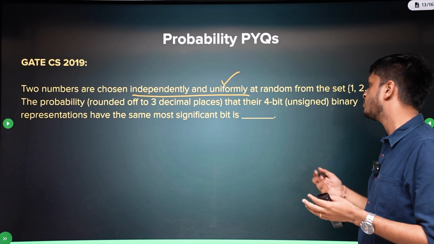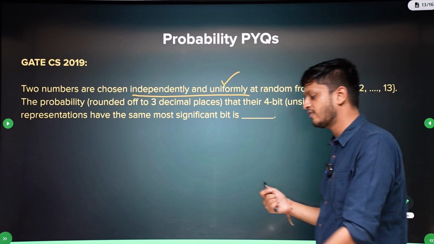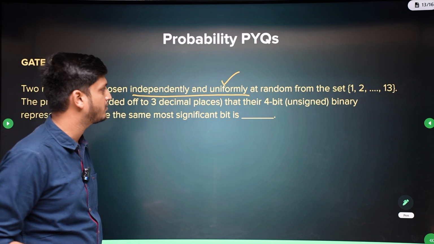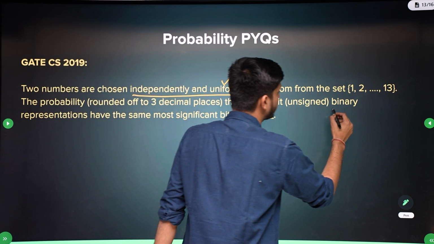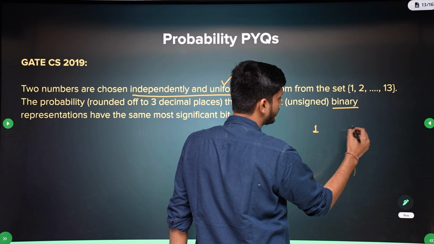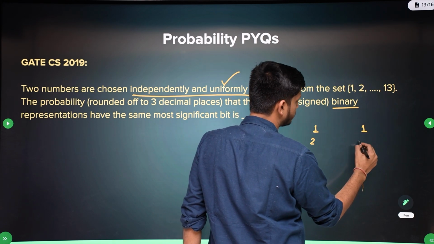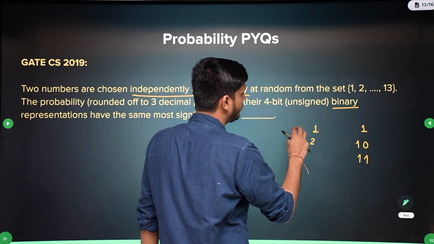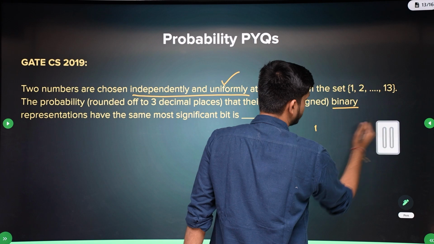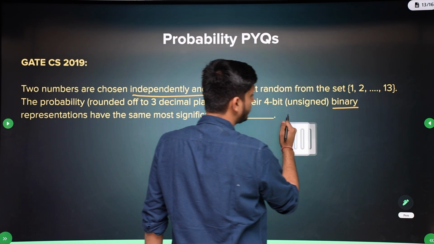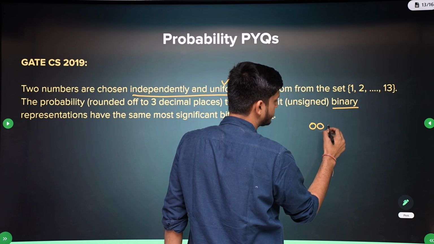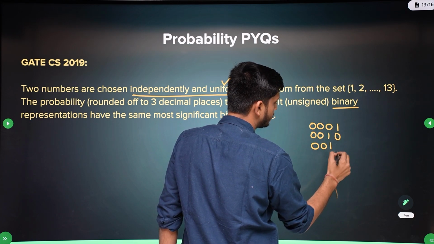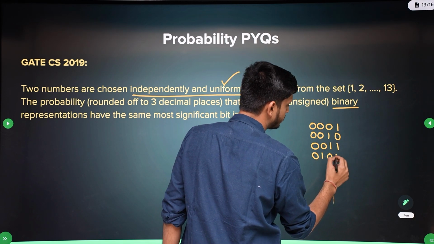Now, the probability that their 4-bit binary representations have the same most significant bit. This comes under digital logic a bit, but it's very simple to solve. If you know binary representation, we know that 1 is 1, 2 is 10, and 3 is 11. And we want the 4-bit binary representation. So the 4-bit representation of 1 is 0001, of 2 is 0010, 3 is 0011, 4 is 0100, and so on.